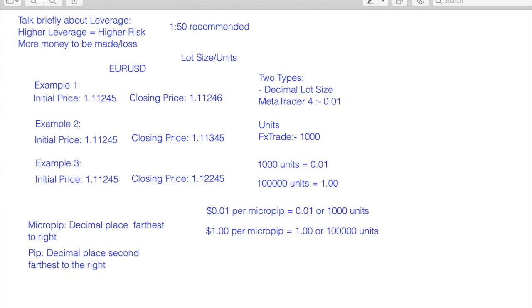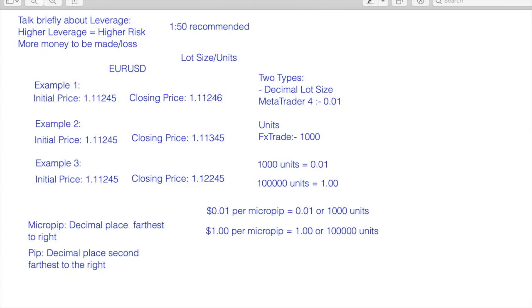So if I had $2,000 and with a 1 to 10 leverage, I could only buy 0.01 lot size. If I had a 1 to 50, I could probably buy max at 1.00 instead of 0.01, if you get what I'm saying. If that's not too clear, there are so many different sources out there that can help you with this kind of information, but it's not super important.